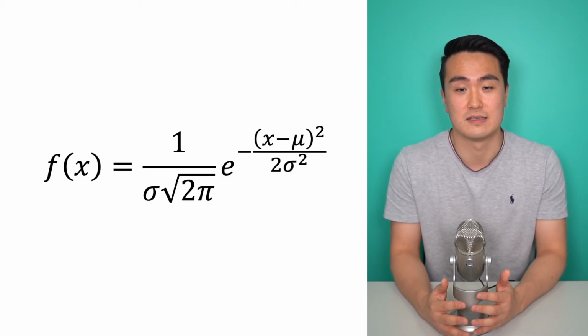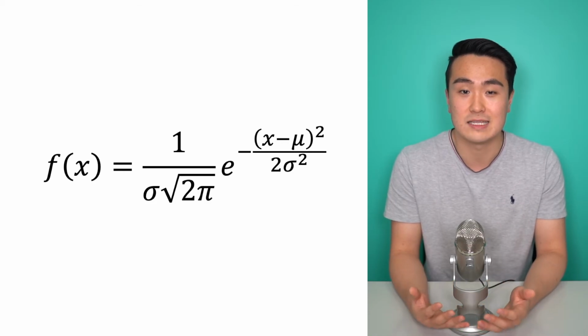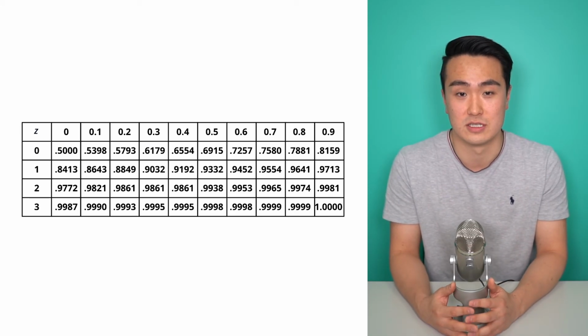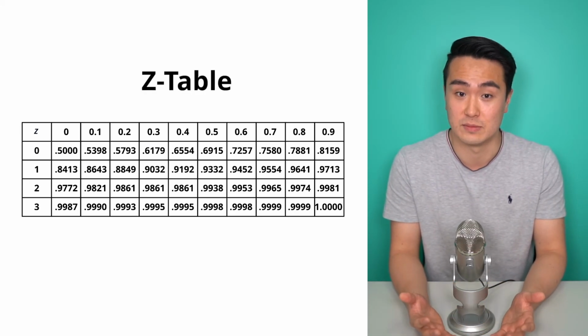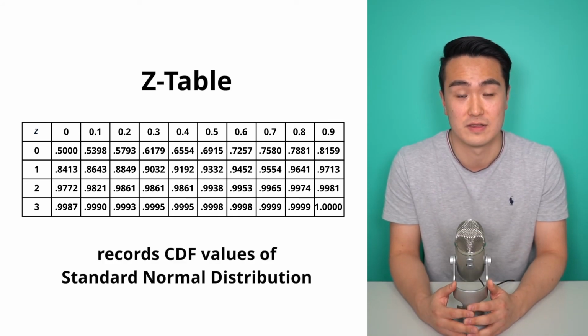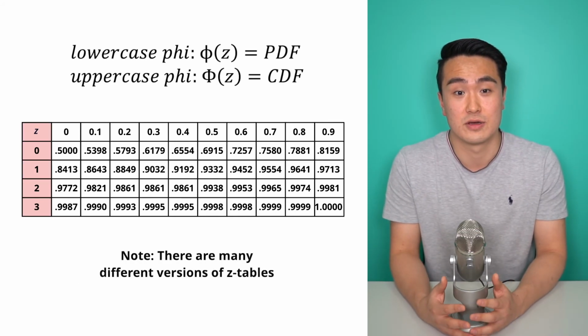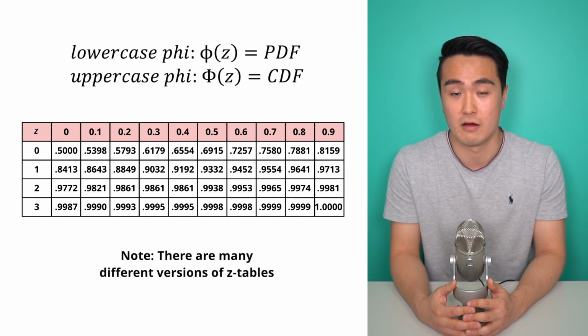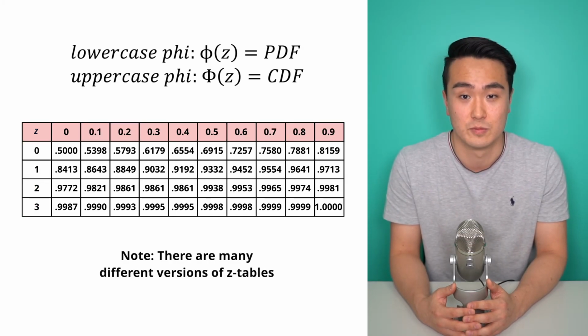A practical reason is that the normal distribution PDF is a bit too much, but we have a nice and easy table for the standard normal distribution, which is called the z-table, and it records the CDF of the standard normal. The vertical axis shows the unit place of the z-score, whilst the horizontal axis shows the first decimal place.